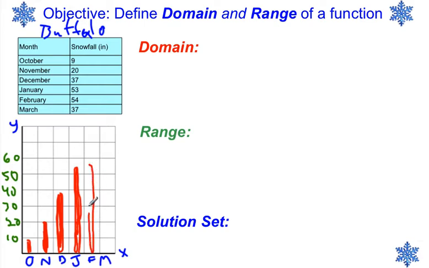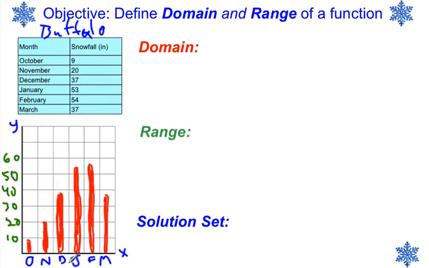February was at 54. We'll fill that in just a little bit higher than January. And then in March, we're back to 37, which is actually the same amount we got for December. If you add that up, that is a lot of snowfall right there. So there's our bar graph, and there's our data. And now this graph has some meaning.